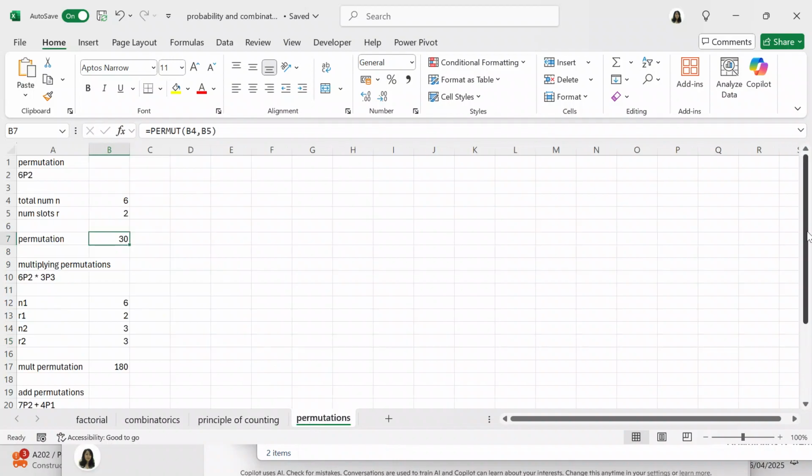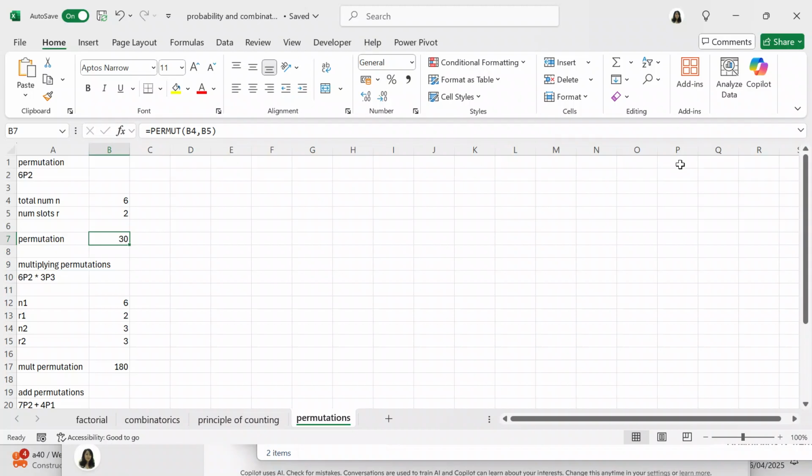Now we're going to talk about permutations, and we're going to give you an example of a permutation. So you've got a permutation of 6P2. So the total number n is 6, and the number of slots is 2. And so your permutation equals PERMUT, and then it's going to be 6, 2. And that's going to give you a permutation of 30.